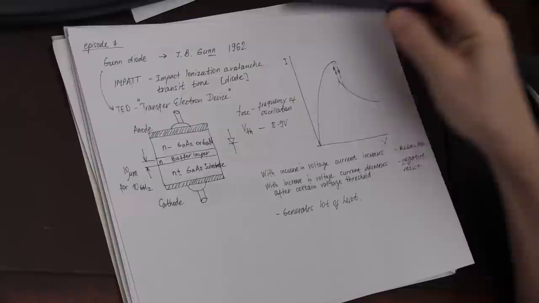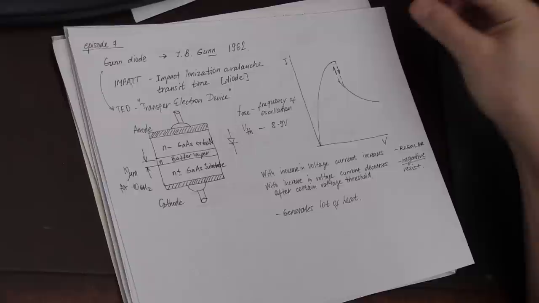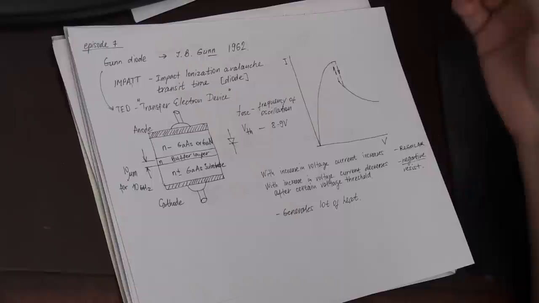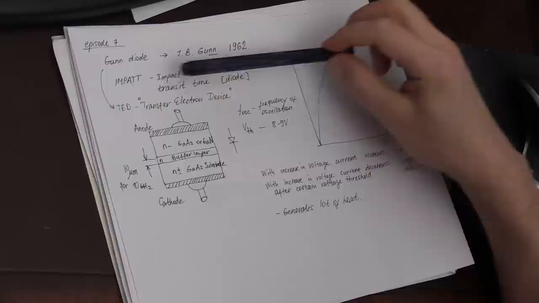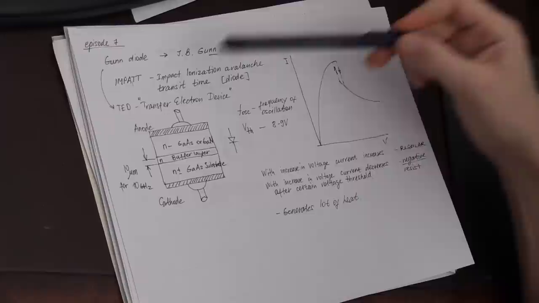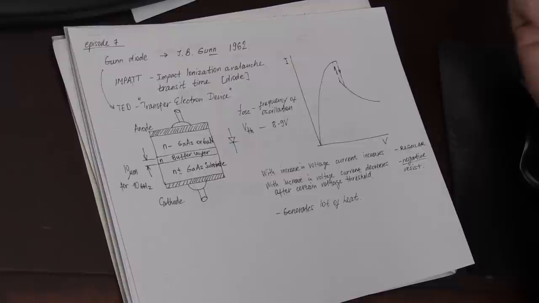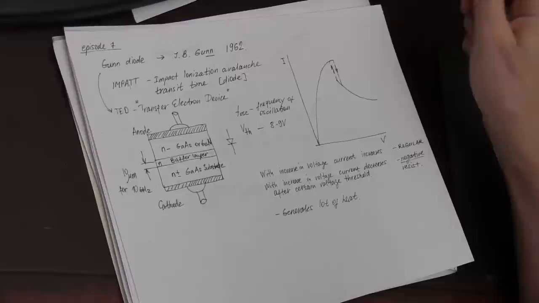This is a Gunn diode, and sometimes these devices are also related to another type of semiconductor device called impact ionization avalanche transit time devices, or IMPATT diodes. The Gunn diode is also called a transfer electron device, and the reason why will be clear, hopefully, from my explanation.